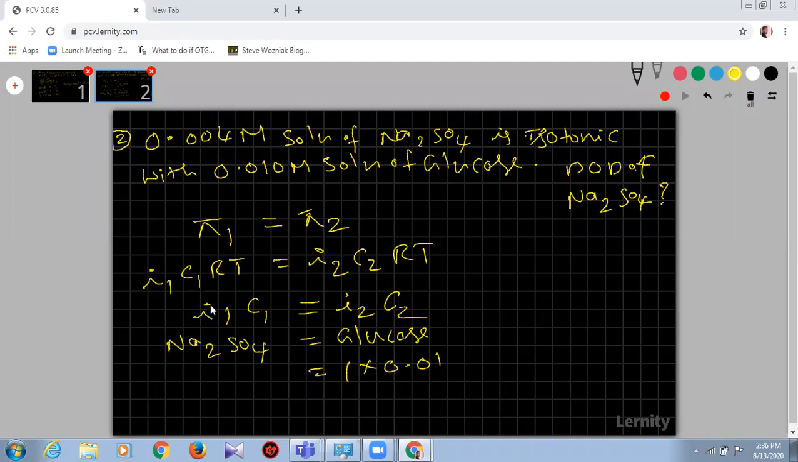I don't know the Van't Hoff factor for sodium sulfate. That's why, what is the formula for i? i is equal to 1 minus alpha plus n alpha. Okay, this is i. Next, what is the concentration? 0.004.